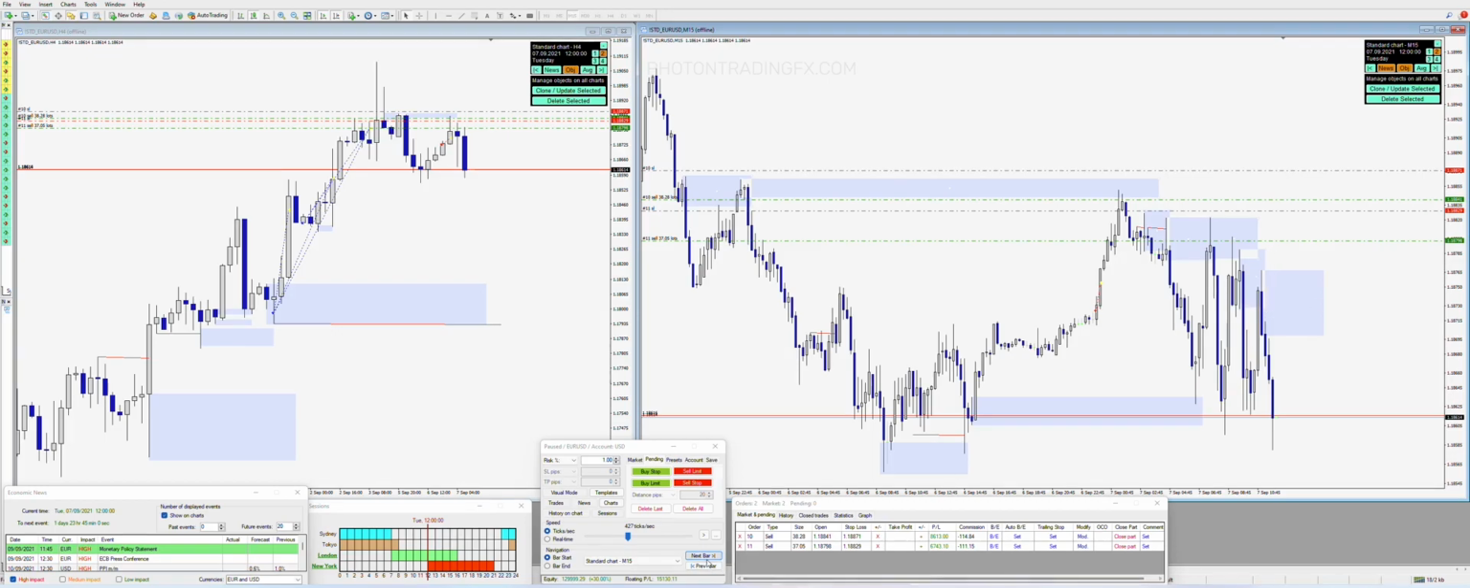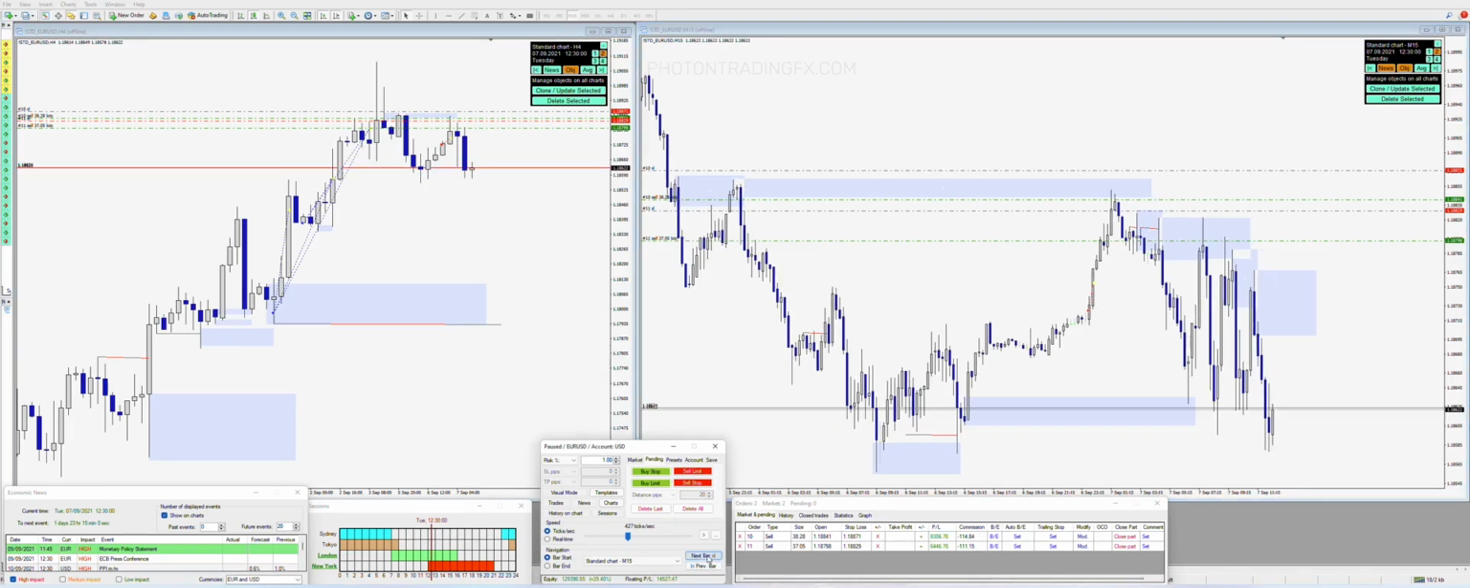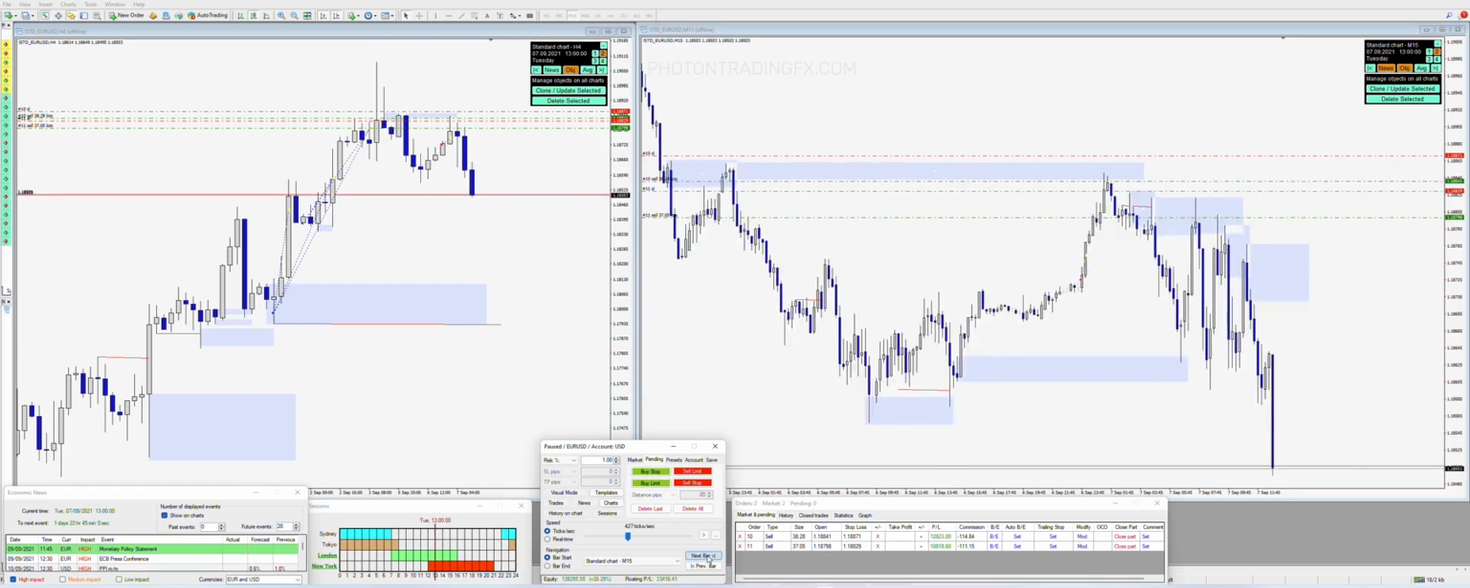All right, let's see how we go on. Coming into New York now, so we might see some decent volatility. Boom, there we go. Okay, so we pushed down through the lows. I'm going to take some partials on these now. Okay, so running 12% on this.